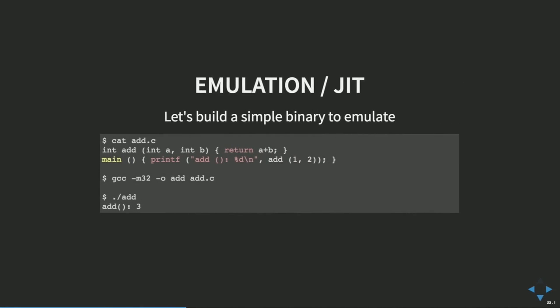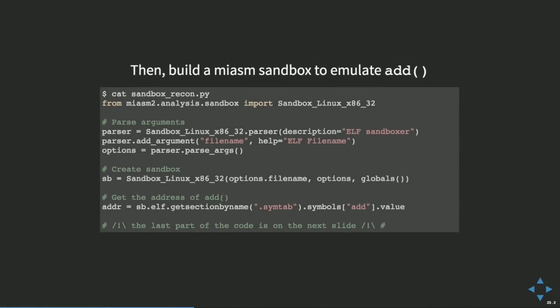That's nice, but that's a lot of work, like remembering machines and calling instructions, adding them to blocks and so on. So MySM is providing sandboxes in order to do a lot of the work for you. So here I will build a simple and silly example in order to have a binary to emulate. And this silly example will just create an add function that takes two integers and returns the result. So here I can compile and try it, and it will display 3.